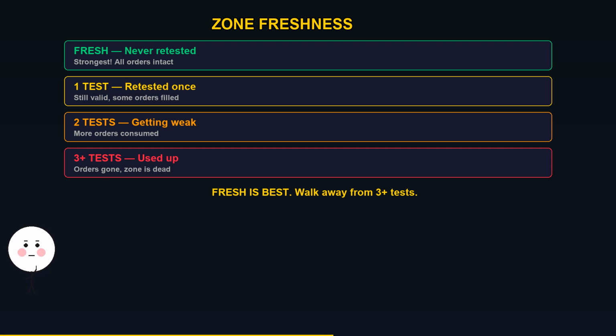Freshness is everything. A zone that has never been retested is called fresh. Fresh zones are the strongest. The unfilled orders are fully intact. Nobody has touched them. A zone that has been tested once is still valid. Some orders got filled on the retest, but not all. A zone tested 2 or 3 times is getting weak. More orders have been filled. After 3 or more tests, the zone is used up. The orders are gone. Fresh is best. 1 test is okay. 3+ tests, walk away.